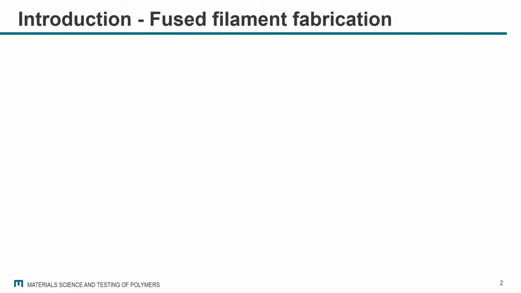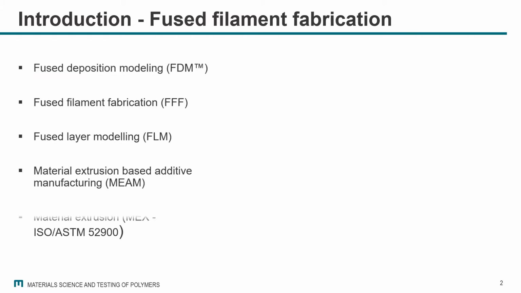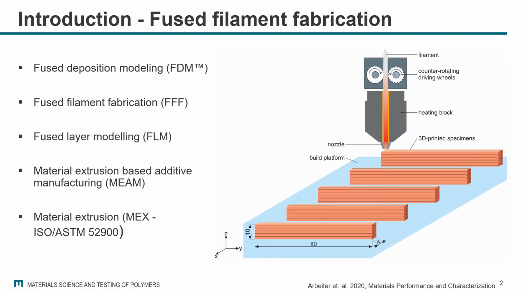Now, fused filament fabrication, also known as fused deposition modeling, fused layer modeling, material extrusion, and so on, is actually quite a simple process, which is basically using a polymeric thermoplastic filament, pushing it through a heating block into a nozzle, and the whole thing travels along a predefined path in, for example, G-code, and deposits the material so that your specimen or component is being produced in a layer by layer fashion.